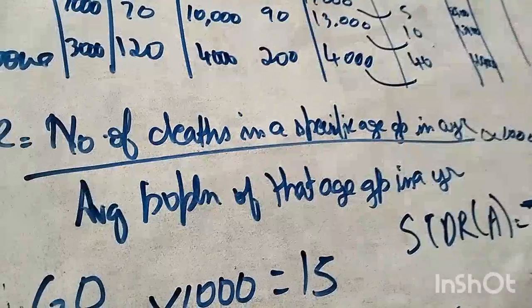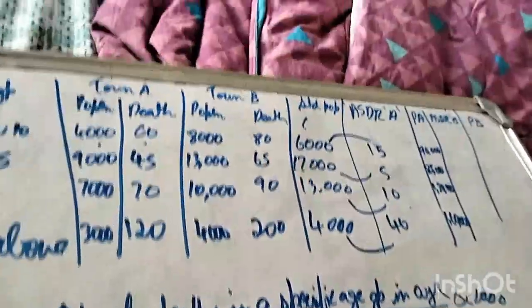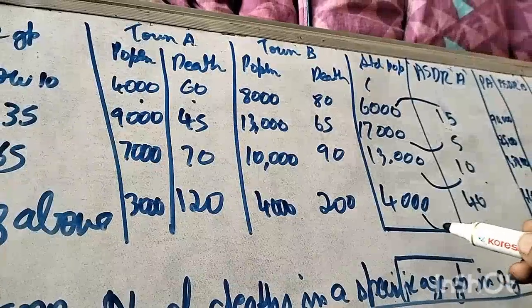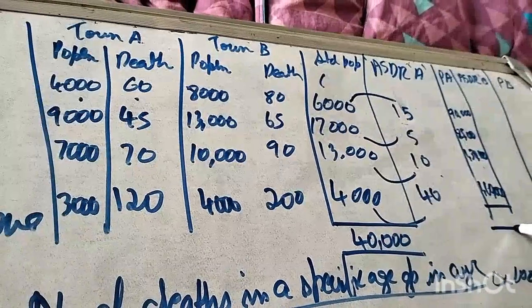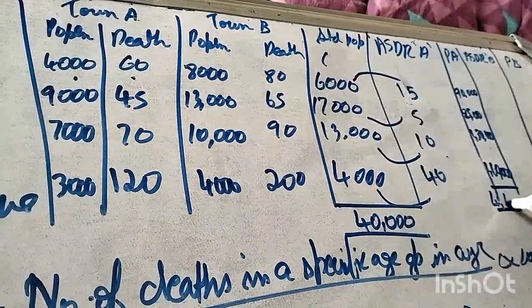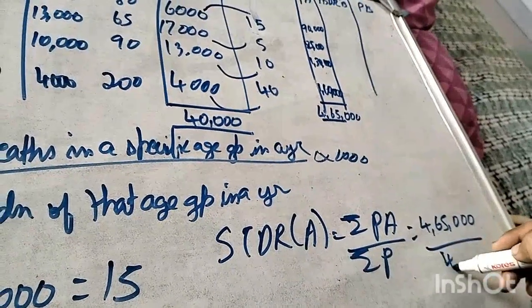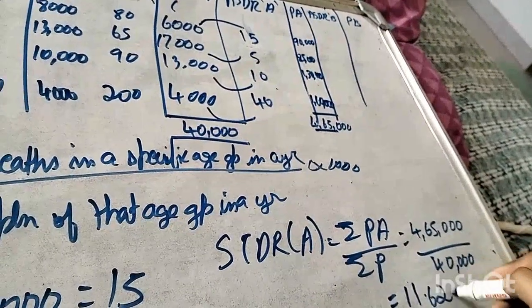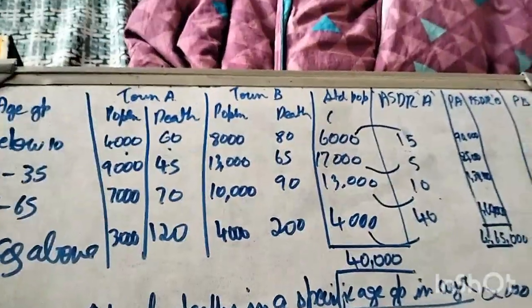Next you write the STDR of A, summation PA by summation P, okay? So the total of the standard population is 40,000 and the total of PA is 4,65,000. Summation PA is 4,65,000 divided by 40,000. So that's 11.625.